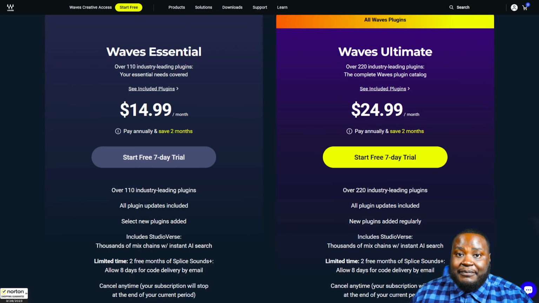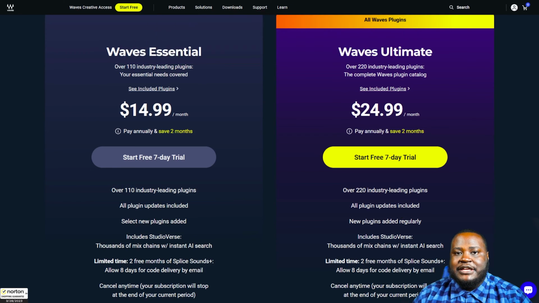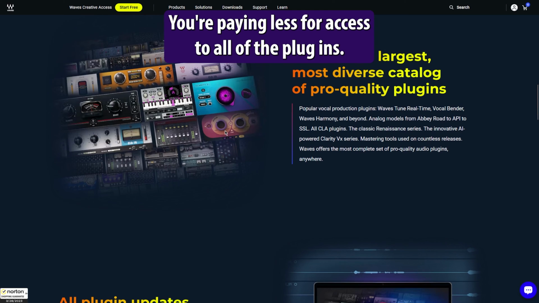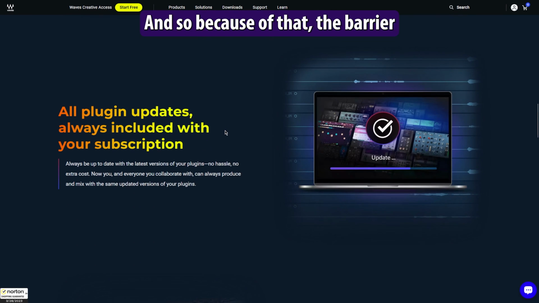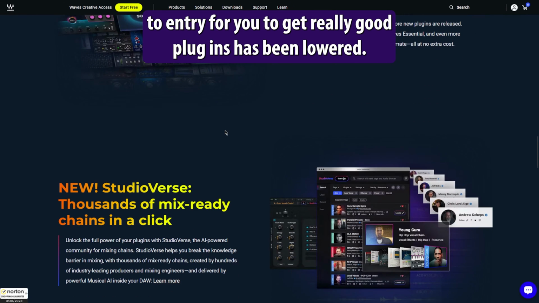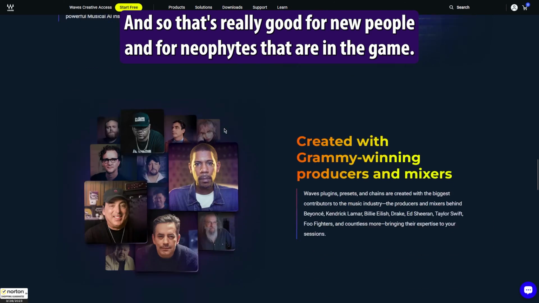For somebody like me who's very new to using Waves plugins, I think that this is great because the barrier to entry has been lowered because of the actual subscription model. You're paying less for access to all of the plugins, and so the barrier to entry for you to get really good plugins has been lowered. And so that's really good for new people and for neophytes that are in the game.